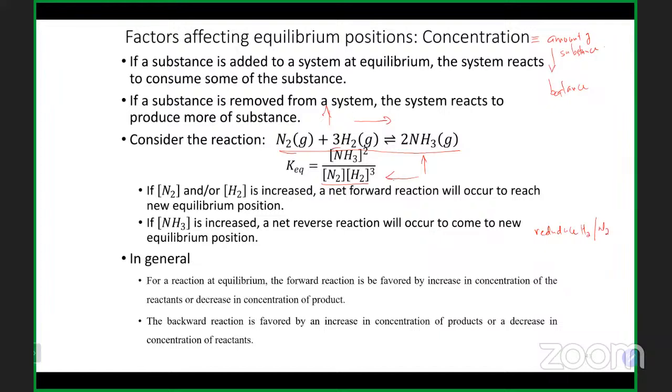So in general, for a reaction at equilibrium, the forward reaction is favored by an increase in concentration of the reactant, or a decrease in concentration of the product. And the backward reaction, the reverse reaction, is favored by an increase in concentration of products. Because when you add products, you want to quickly consume them. And when you consume the species, you are producing the other species.